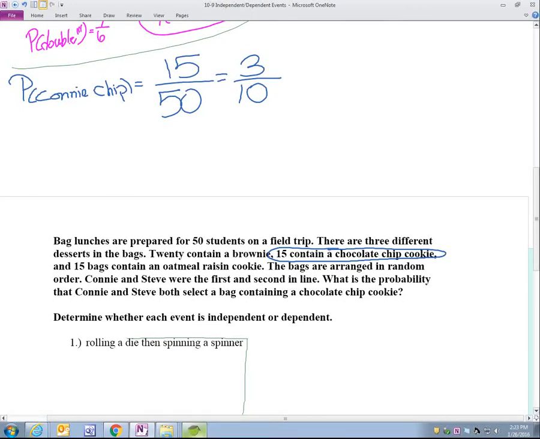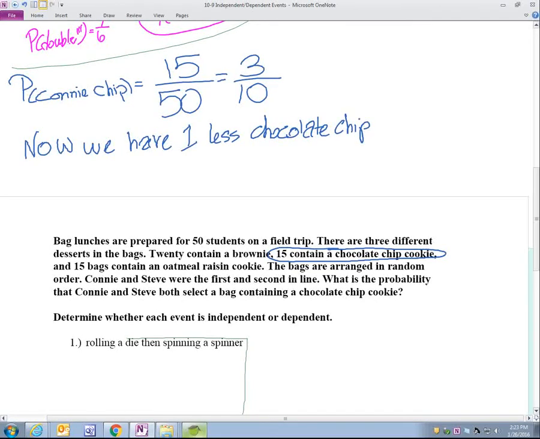So now I'm going to find out the probability of Steve. So now we have one less chocolate chip, and we have one less bag.